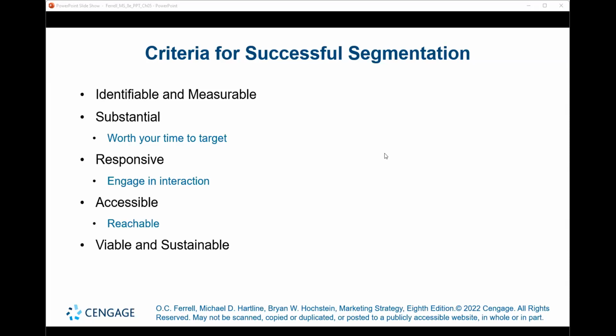And then finally, viable and sustainable mean two things. One of them is that I'm ready, willing, and able to do business. But also is that the market is sustainable over time. I think that's one of the things.